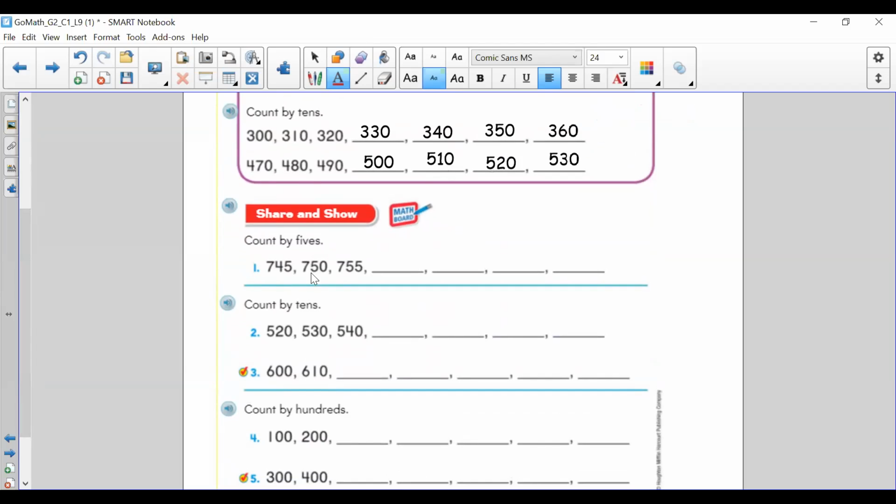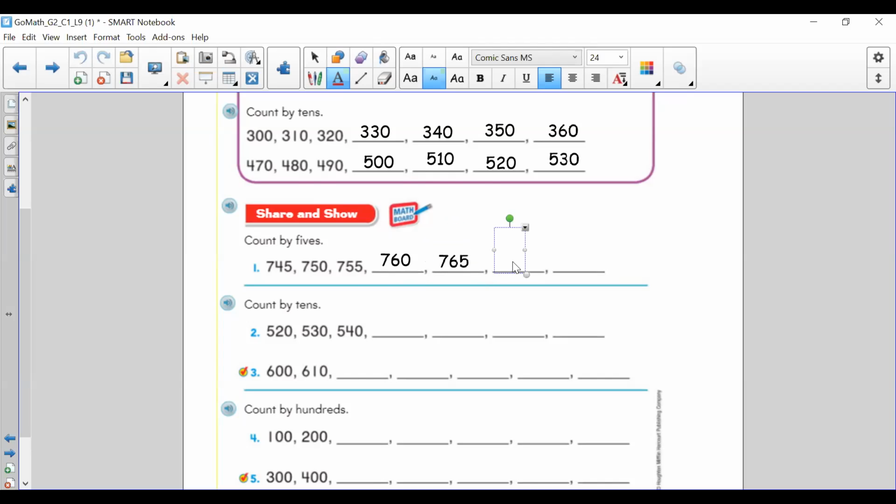So counting by fives, 745, 750, 755. So it's like counting 45, 50, 55. And what would you say next? You would say 60. So instead of just writing 60, we write 760. And then next, what will it be? 765.